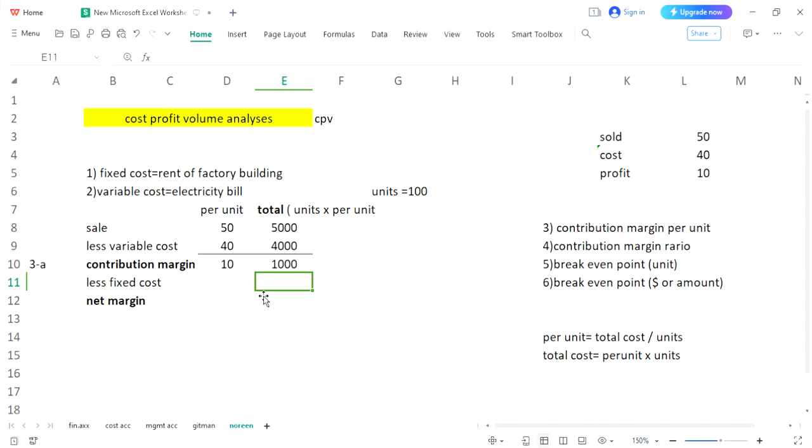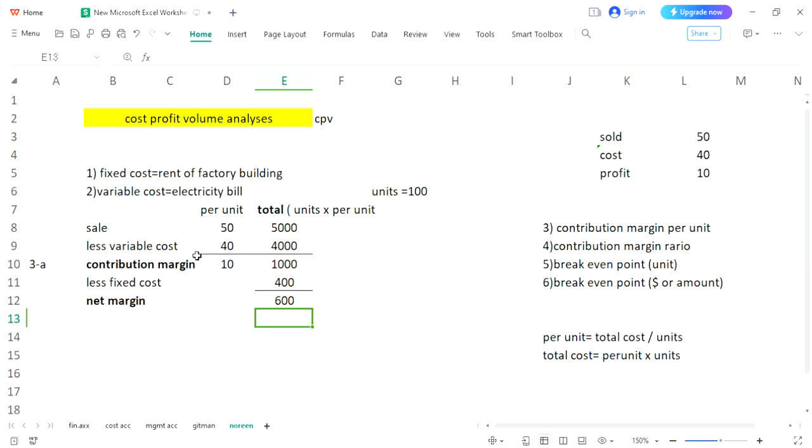Let's say fixed cost is 400, which would always be available in the question. Here you would be able to calculate your final profit, which is called net margin, by subtracting what? You will subtract fixed cost from contribution margin, then you will be getting your net margin. So hopefully you have understood two new methods, contribution margin per unit and total contribution margin.